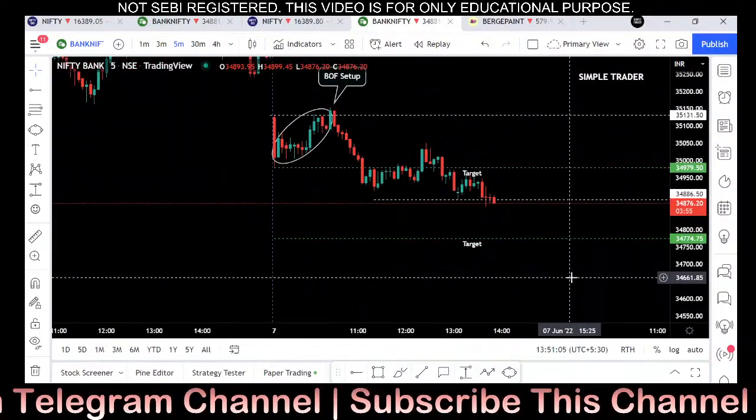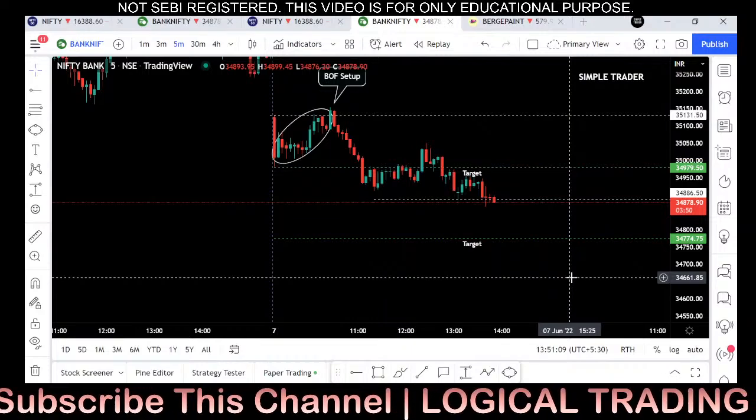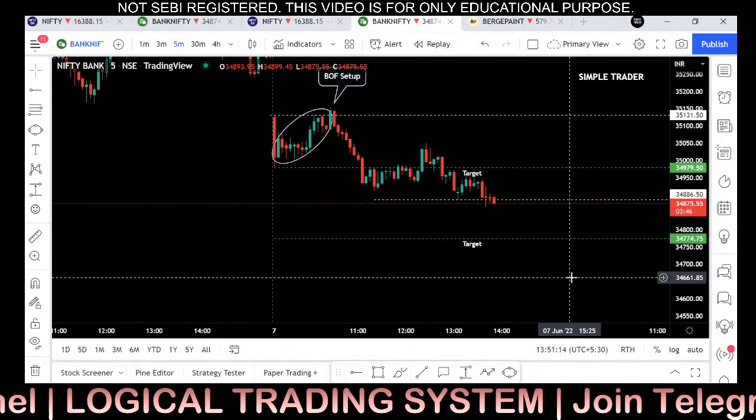See, you don't need any fancy software or more indicators to trade this. Once you understand the logic behind the market mechanism, you can trade easily.